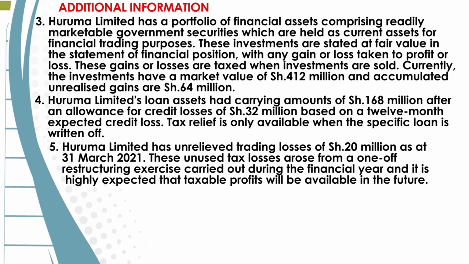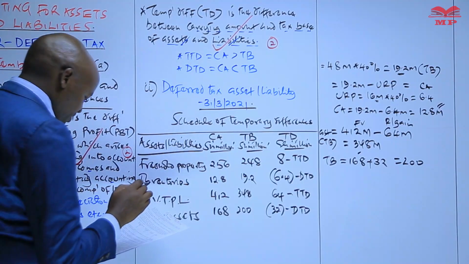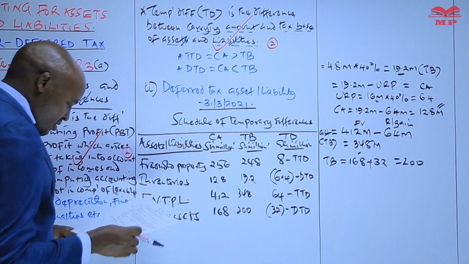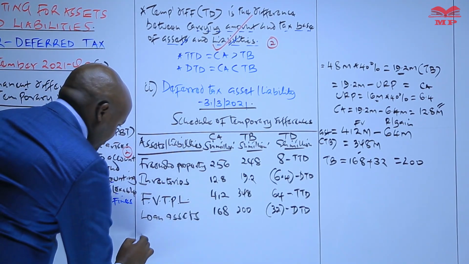So we are told these unused tax losses arose from a one-off restructuring exercise carried out during the financial year, and it is highly expected that taxable profit will be available in the future. So this particular amount of 20 million will be carried forward and will have to be offset against the future trading profit. So we also need to take that into account, and basically we can refer to that as the unused tax losses.